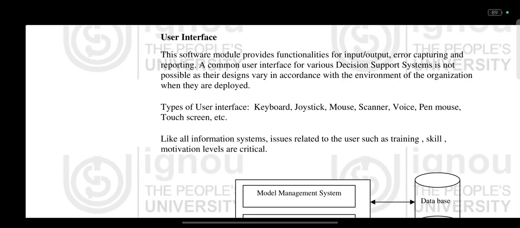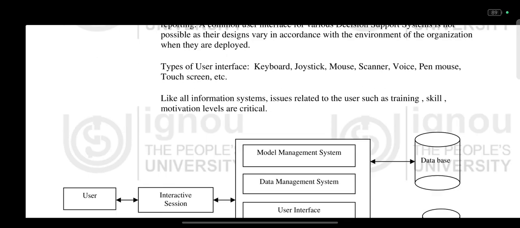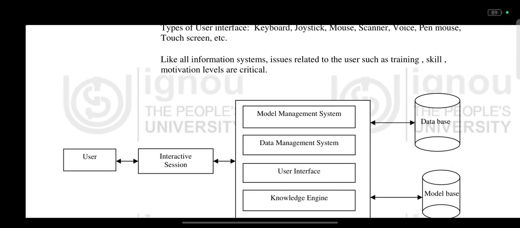User interface. This software module provides functionalities for input/output, error capturing and reporting. A common user interface for various decision support systems is not possible as the decisions vary in accordance with the environment of the organization when they are deployed. Types of user interface: keyboard, joystick, mouse, scanner, voice, pen, touchscreen, etc. Like all information systems, issues related to the user, such as training, skill, motivation levels, are critical.